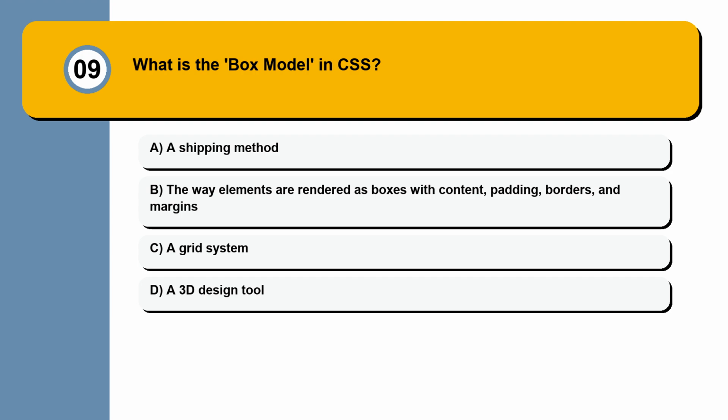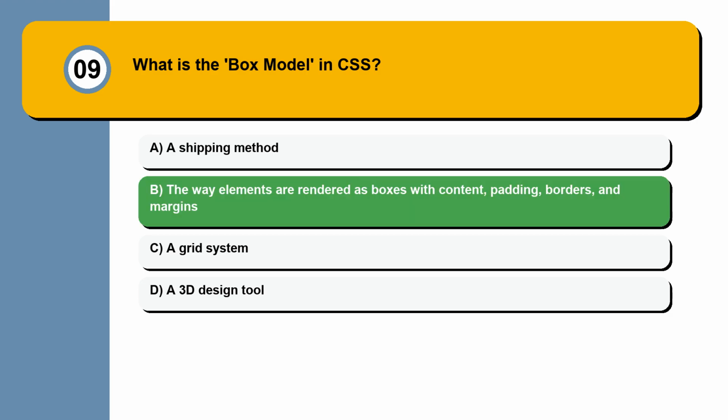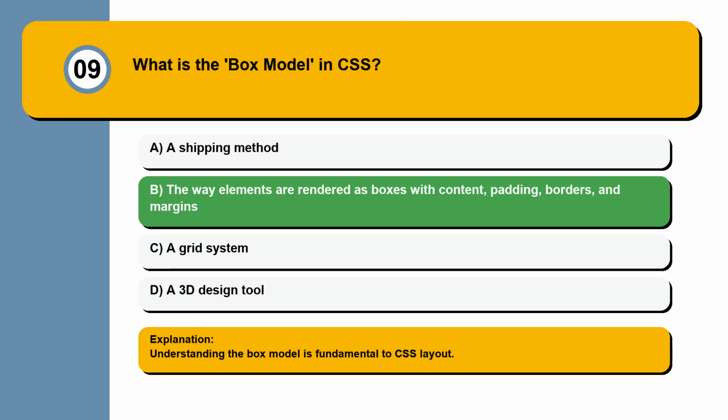Question 9. What is the box model in CSS? A shipping method. The way elements are rendered as boxes with content, padding, borders, and margins. A grid system. A 3D design tool. Understanding the box model is fundamental to CSS layout.